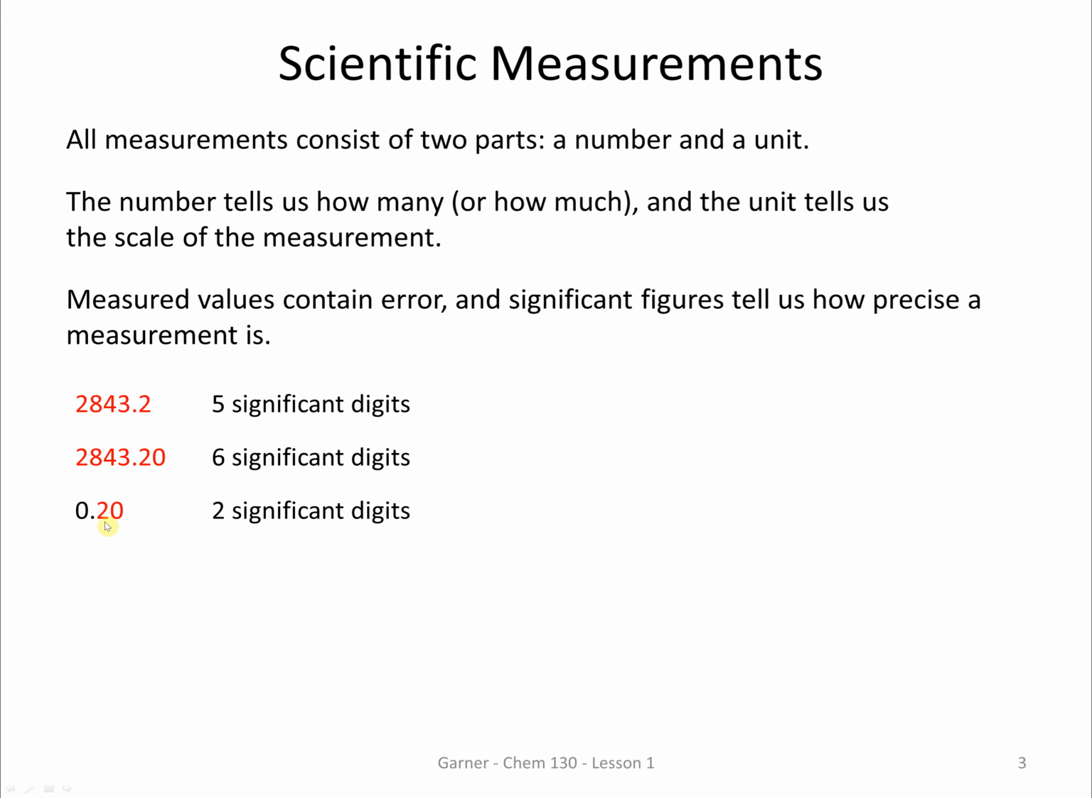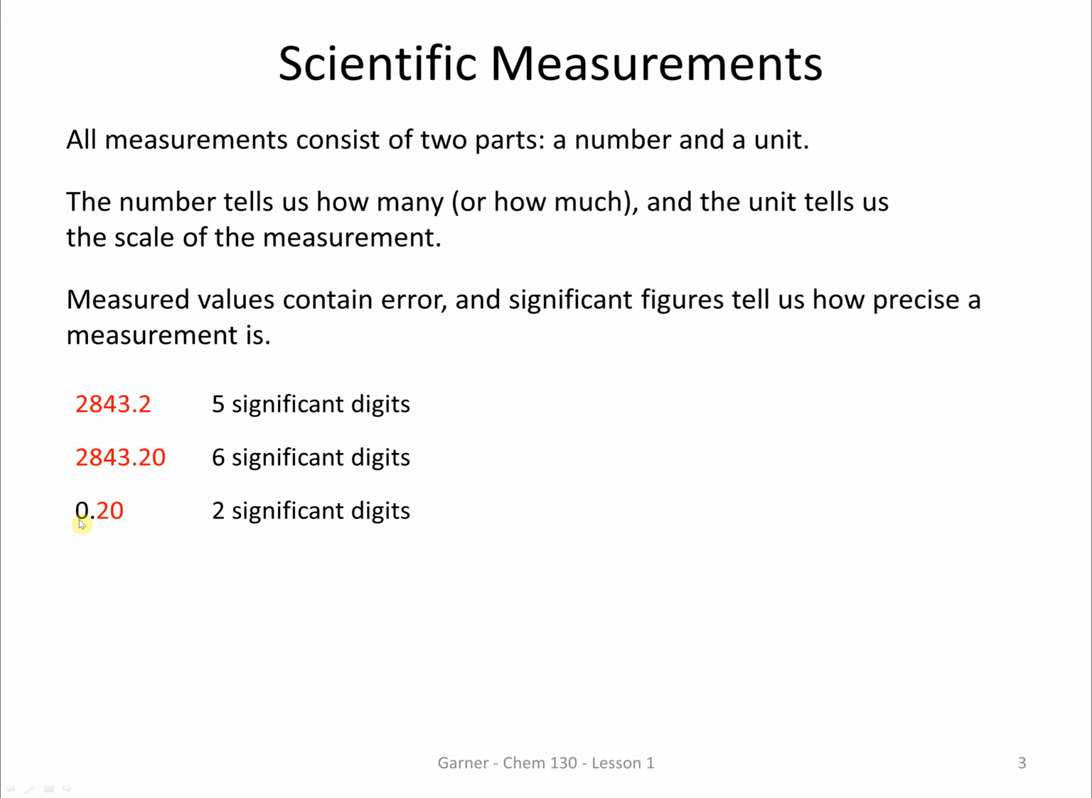So 0.20. This value only has 2 significant figures, or 2 significant digits. So of course the 2 is significant since it's a non-zero digit. The 0 that comes to the right of the 2 is also significant because it comes to the right of a sig fig and it comes to the right of the decimal point.